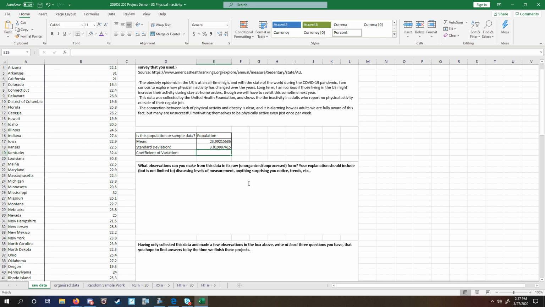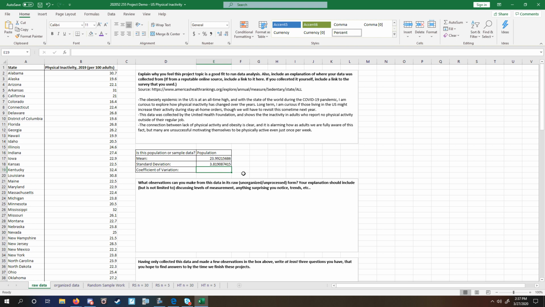So you can see already that we have a mean of approximately 24, specifically 24 adults per 100 are physically inactive in the US, and a standard deviation of 3.8, which, if we're curious, okay, well, is that good? Is that bad? This is where coefficient of variation can come in handy. Recall that coefficient of variation is always standard deviation divided by the mean, and then you convert it to a percentage. So I'm just going to go ahead and highlight that cell and turn it to a percent. The other option that you have here is you could always multiply it by 100 within the cell just to convert it over. It's up to you.